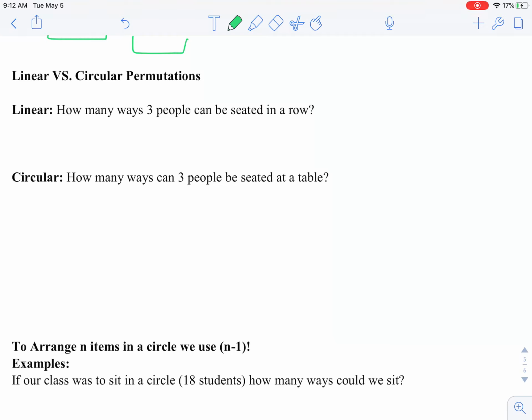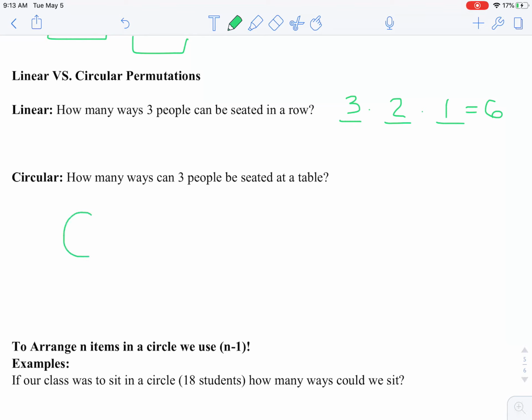Okay, next little bit we have here is linear versus circular permutations. So the first problem we've done before, how many ways can 3 people be seated in a row? Well, going back to our slot method, you have your 3 spots. I can obviously put 3 people in the first spot, 2 people in the second spot, and then I have my leftover person at the end. So there would be 6 ways for these people to be seated in a row.